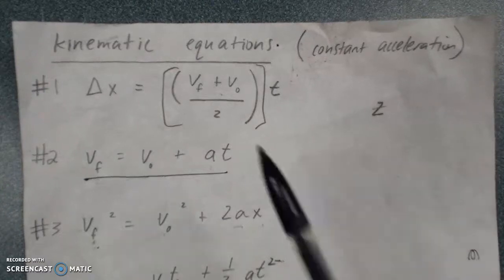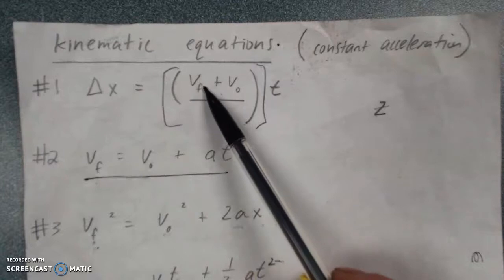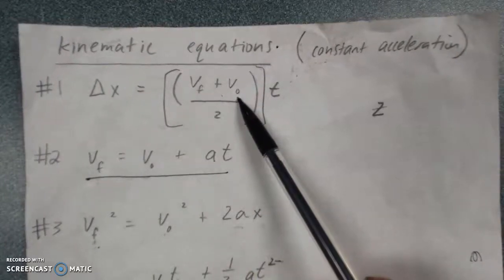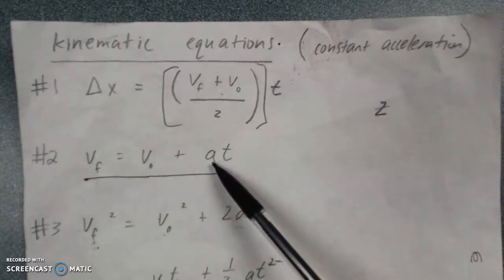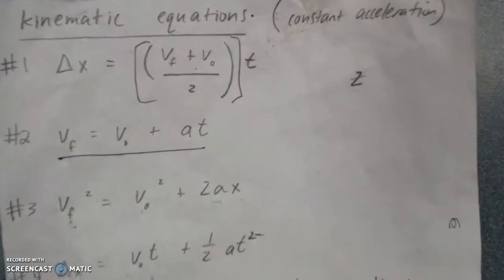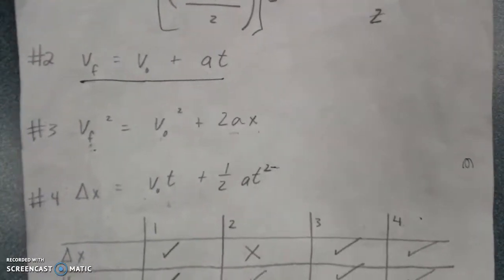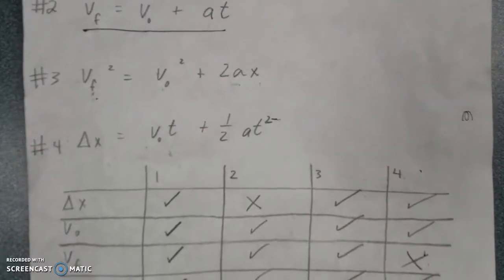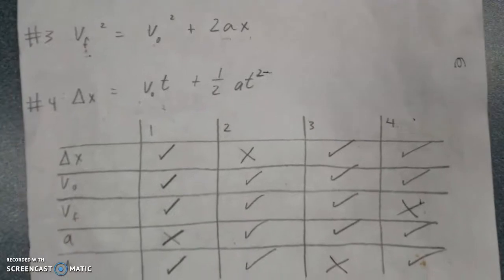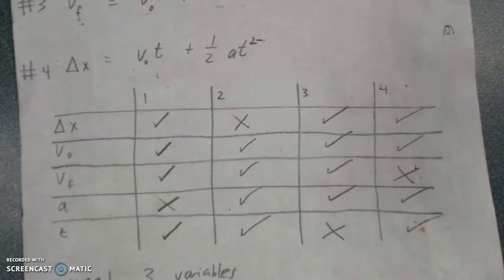So let's start by talking about the variables here. We've got delta x, which is our position variable. We have final velocity, initial velocity, time, and acceleration. So we have 5 possible variables that are related by these equations. And I have them numbered as equation 1, equation 2, equation number 3, and equation number 4. And those relate the variables of motion that we might be interested in.